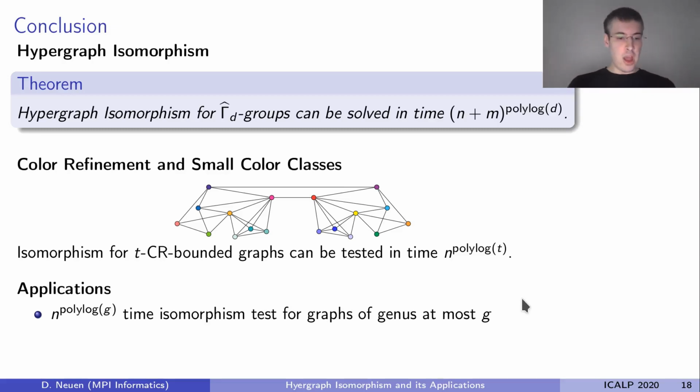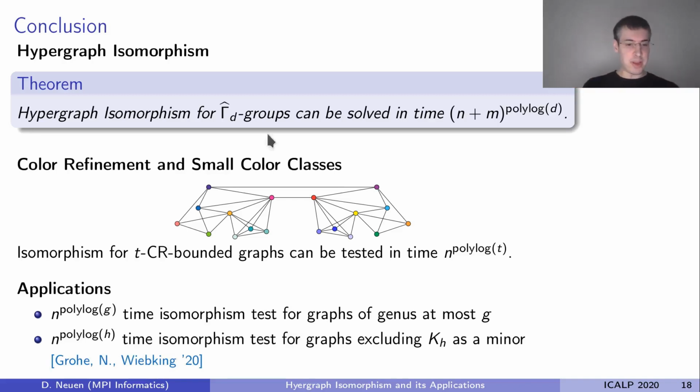Of course, the natural open question is, can we hope for further applications of this theorem? Remember there was this long list of many applications where Luks's algorithm is used as a subroutine. And what I can report is that by now we could find at least one further application, and that is that we could obtain an n to the polylog h time isomorphism test for any graph class that excludes an arbitrary K_h as a minor, which in particular also generalizes the bounded genus isomorphism test.